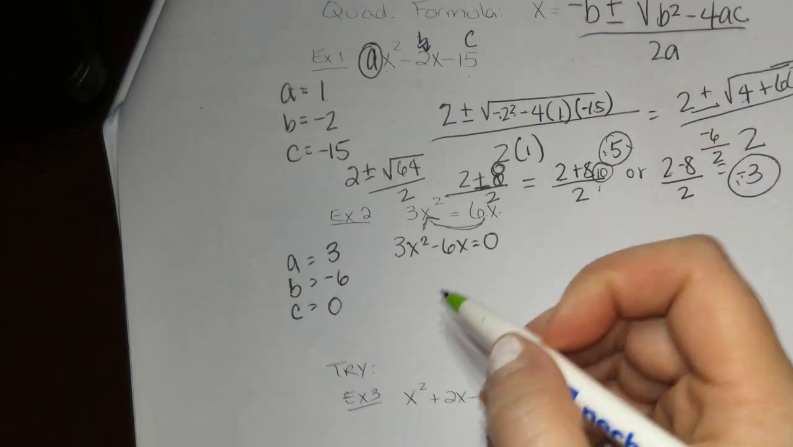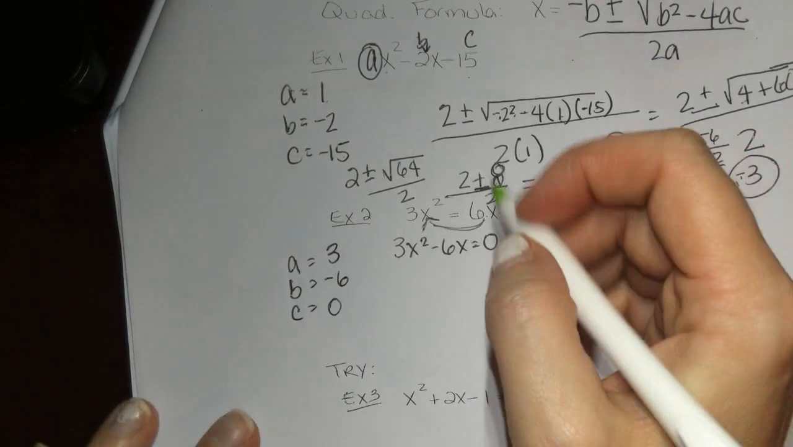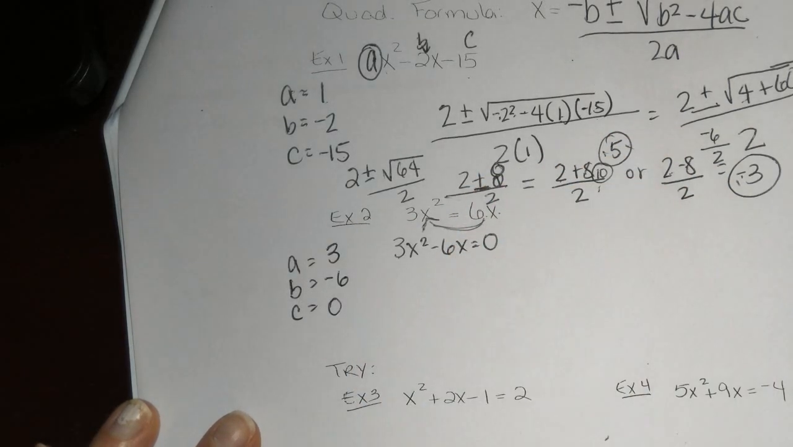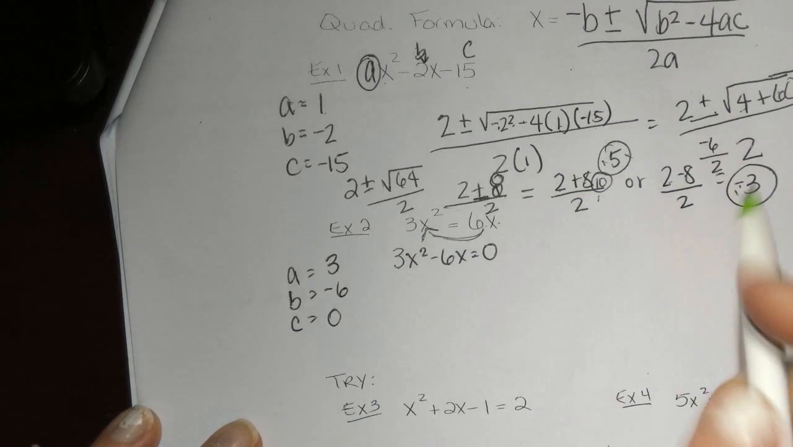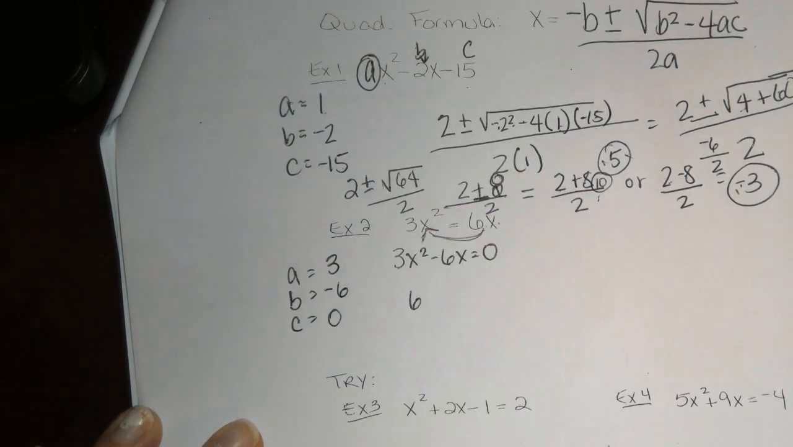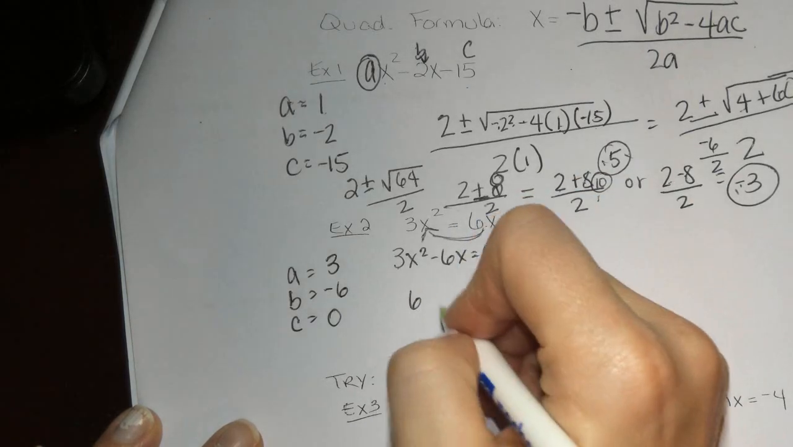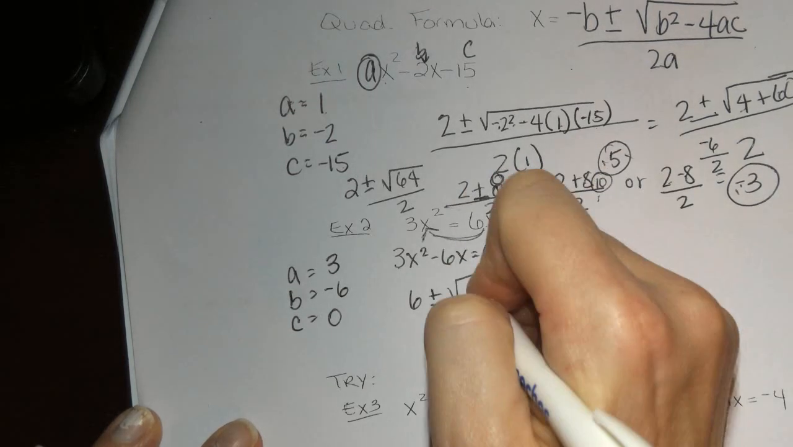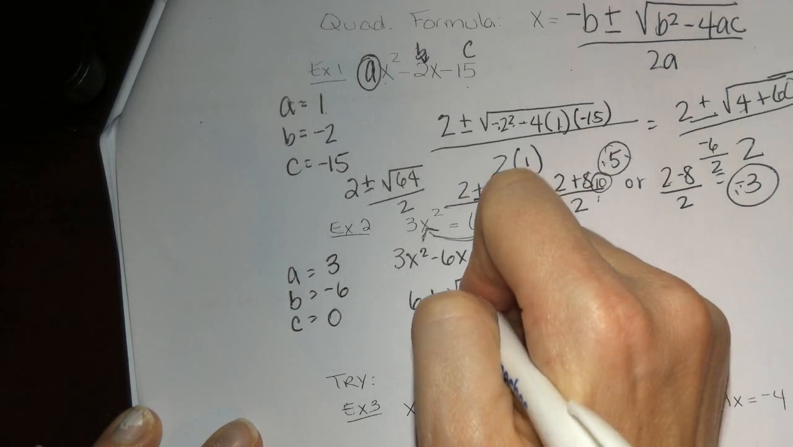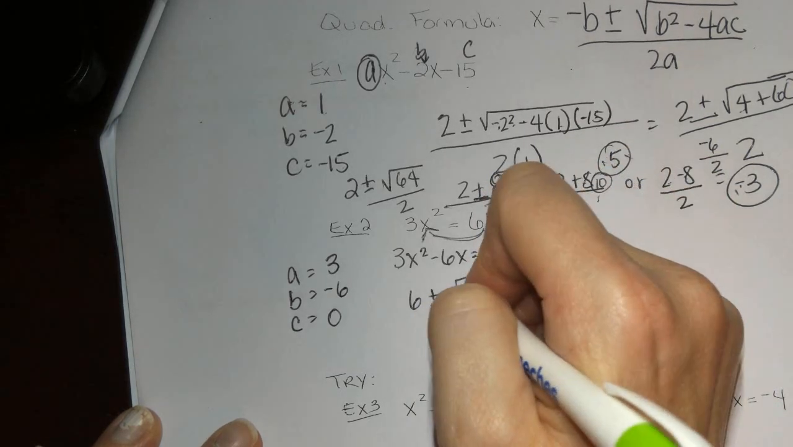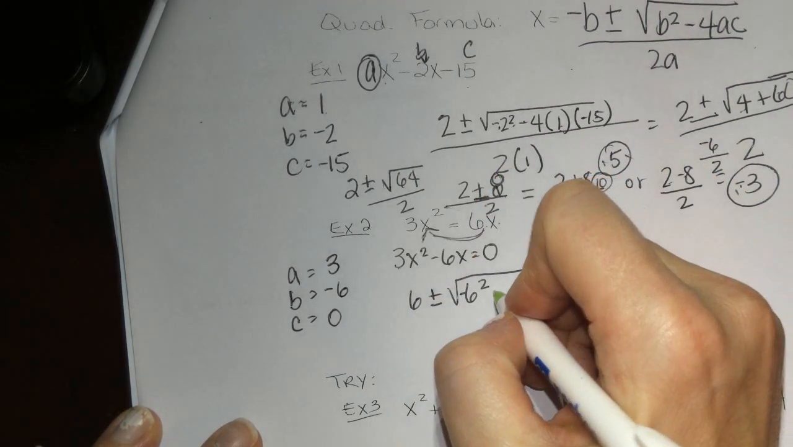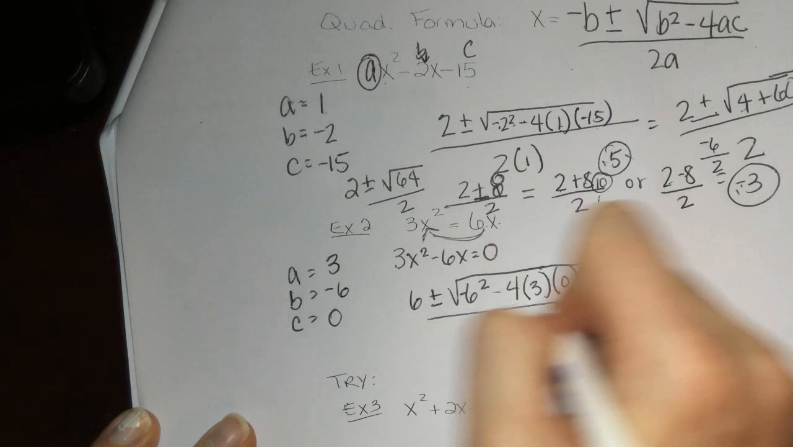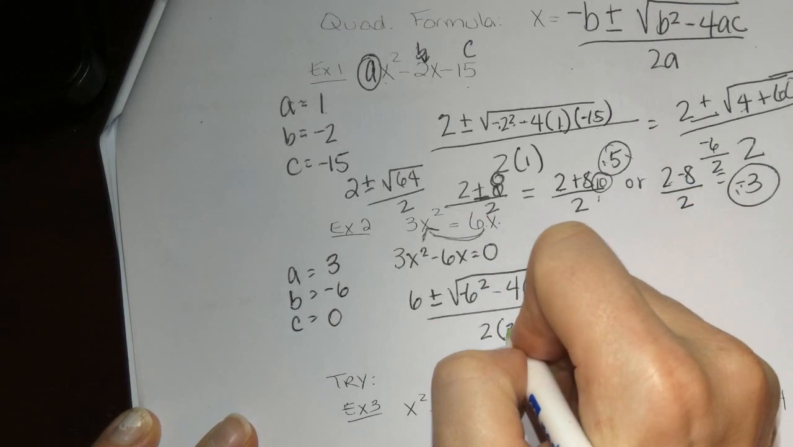Sorry about that. So we're going to just plug in what we got here. X equals negative B. I'm just doing the formula here. Negative B, which is a positive 6, because when you negate a negative, it becomes positive, plus or minus the square root of B squared, which is negative 6 squared, minus 4 times A, which is 3, and C, which is 0, all over 2 times 3.